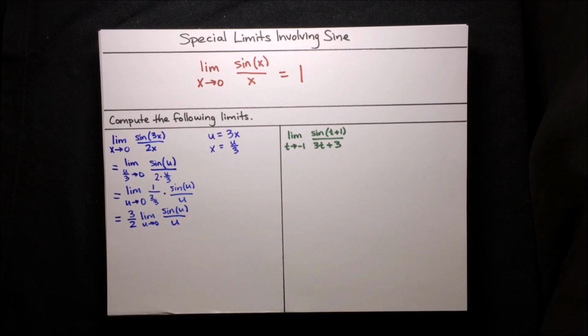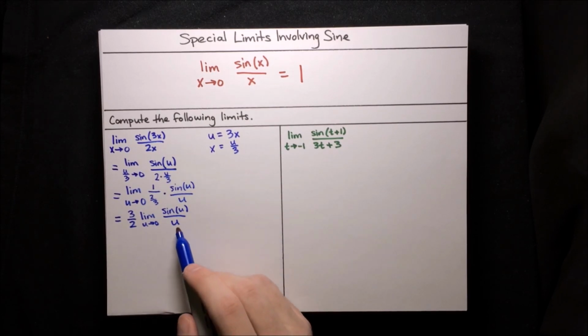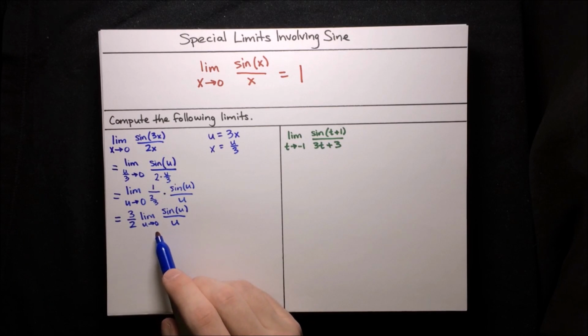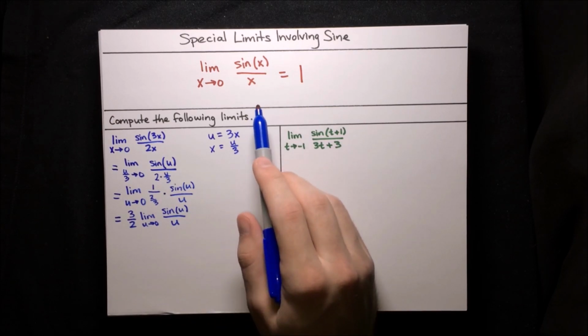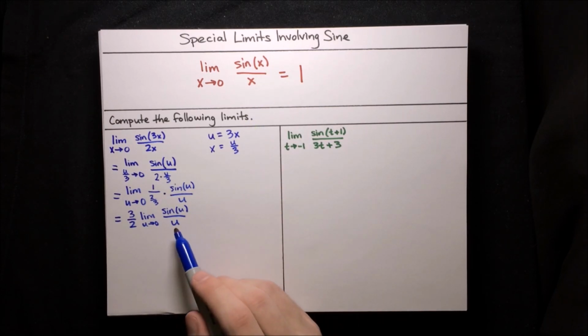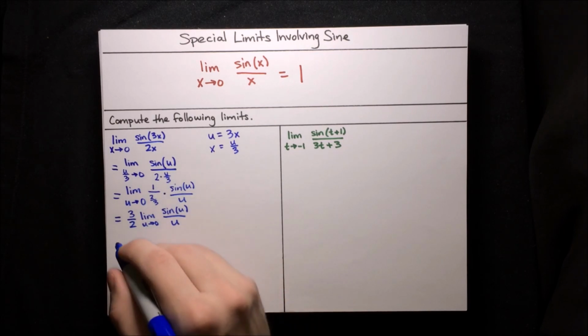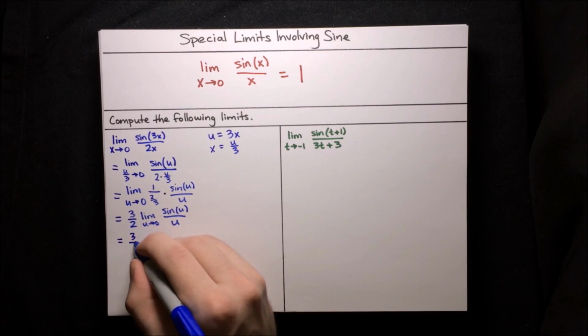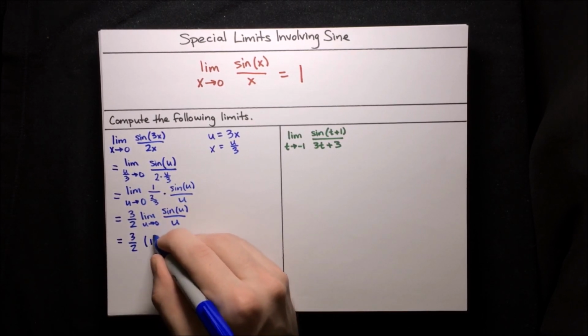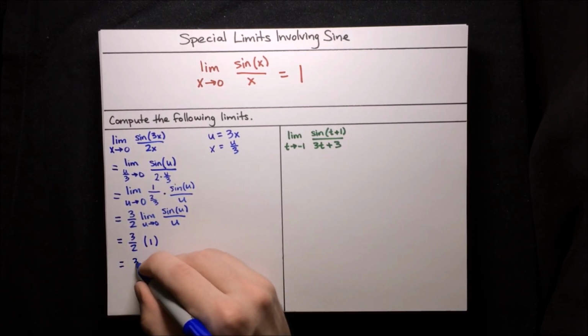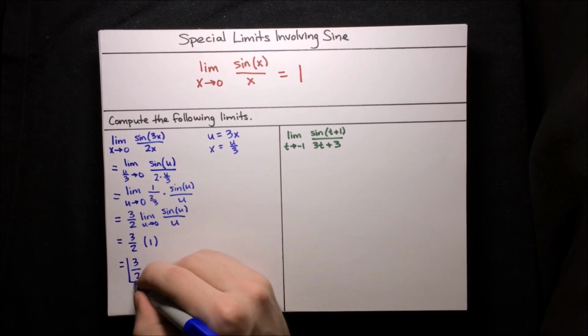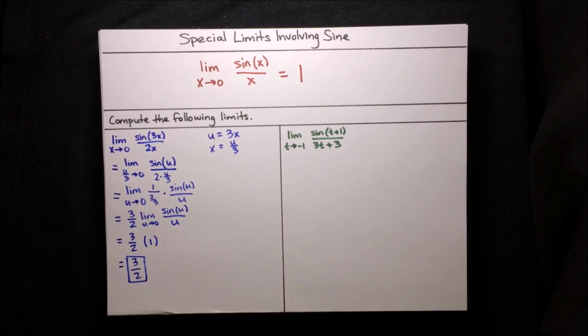Okay, so now we're in the place that we want to be. We've got sine u over u as u approaches 0. That's equivalent to this limit up here. It's just phrased in terms of a different variable, but it really takes the same form, so it has the same value. The value is just 1, so this is just 3/2 times 1, which is just 3/2. So there we go, that's the value of the limit, 3/2.